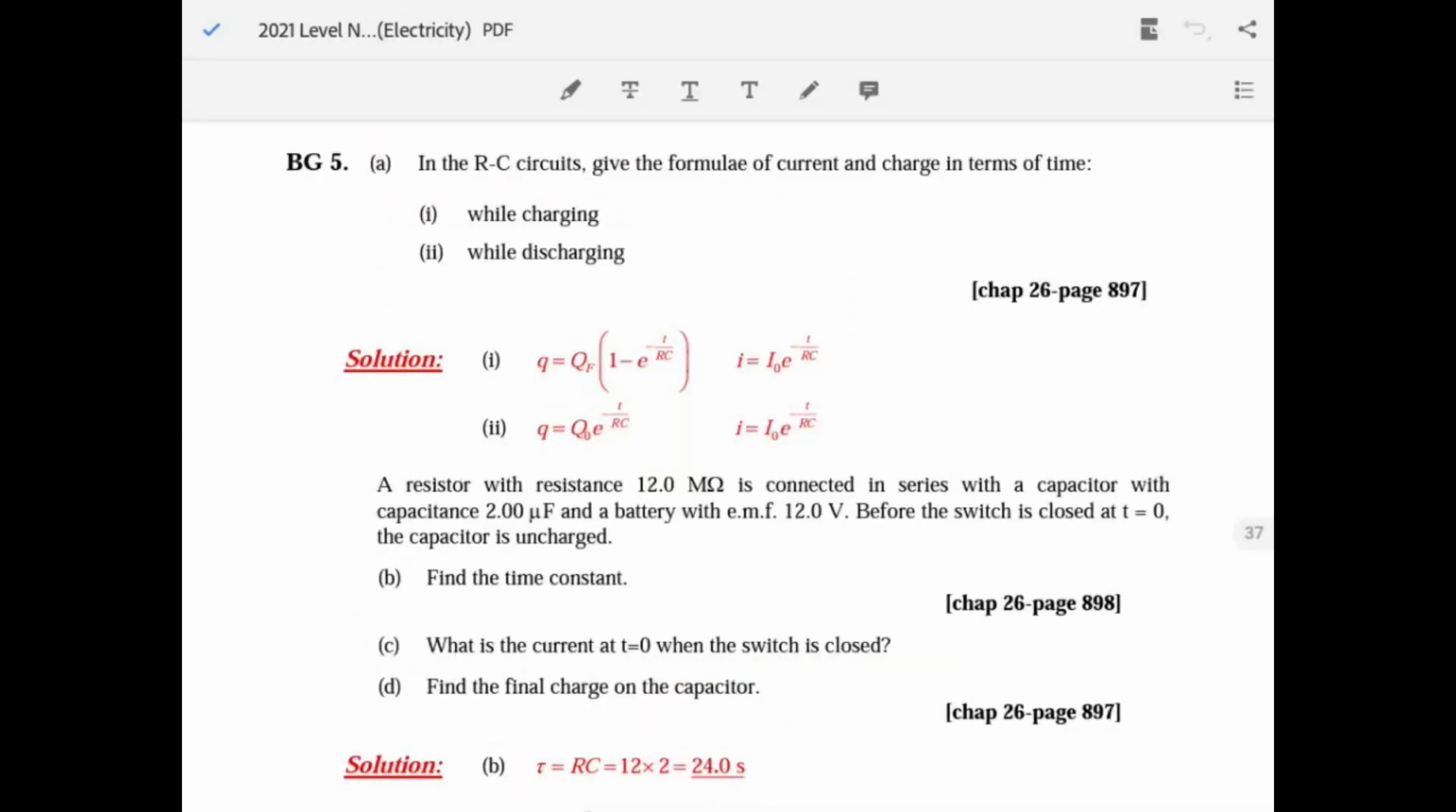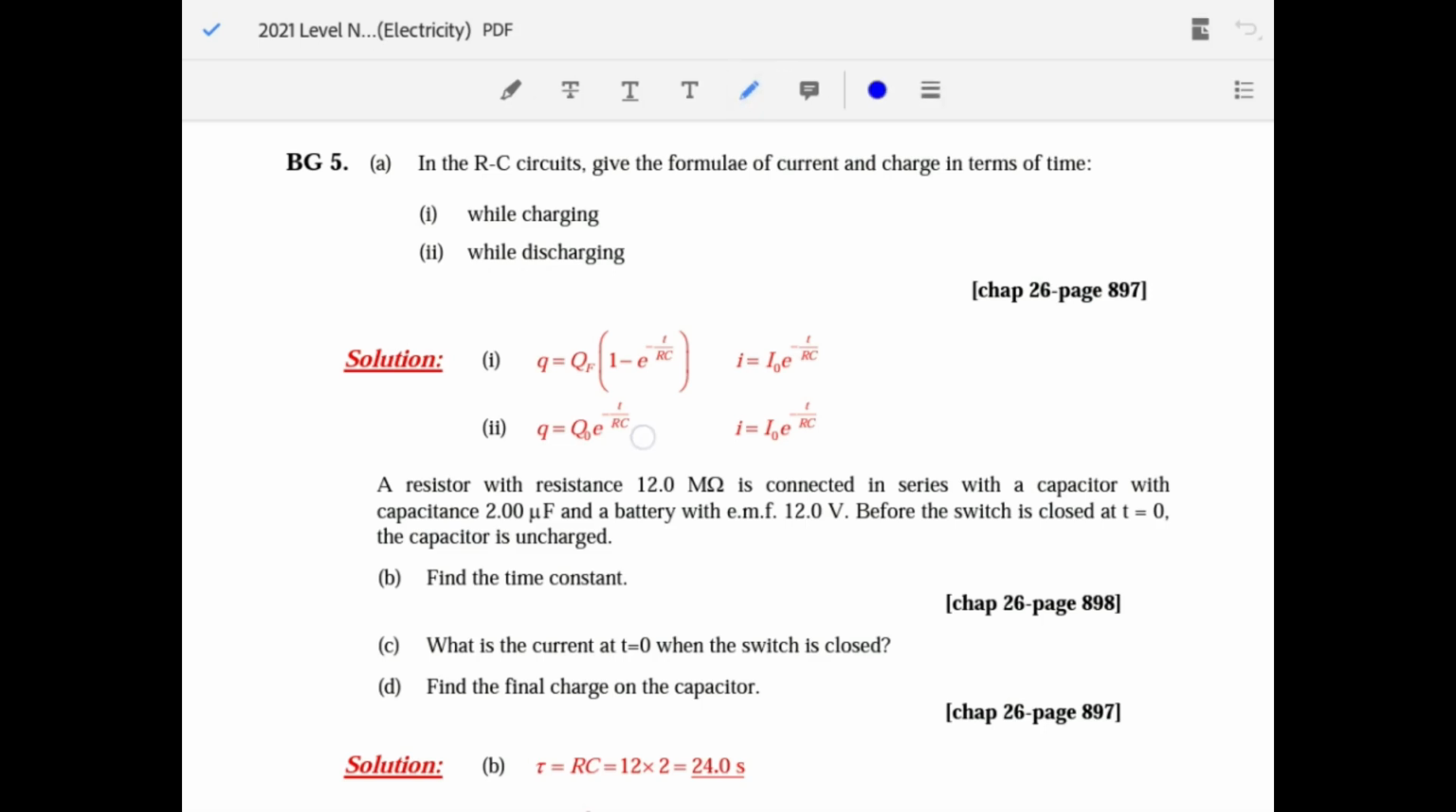In the RC circuits, give the formula for current and charge while charging and discharging. Their formulas, you memorize them, but I'll just give a quick overview. If you don't want, you can just skip ahead to part B. Q equals this. So while charging, you're starting with 0 charge, and then you end up with Q final. So if you look at this equation, as time becomes very, very big, this becomes nearly 0. So it's just QF into 1. So that's why it's a formula like that. That's the only one where it's 1 minus E to the power.